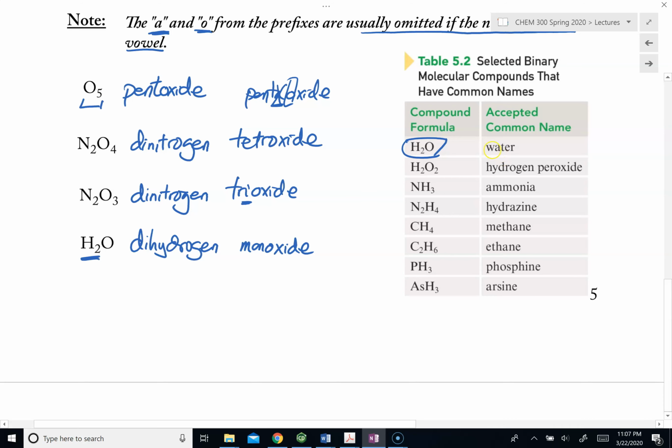So IUPAC also accepts some of the common names for commonly used molecular compounds. Another one that we also use quite often will be hydrogen peroxide. So H2O2 is hydrogen peroxide, NH3 is ammonia, and CH4 is methane. So these are 4 of the very common ones that we use, and it will be good for us to remember these common names.